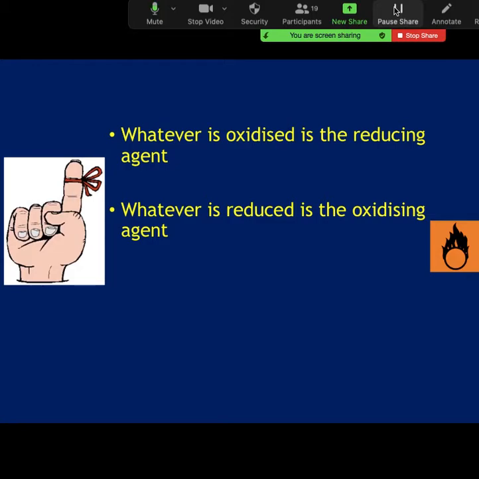Okay, so here is the other rule. Once you figure out what is oxidized, this is the reducing agent. So the thing that's oxidized is the reducing agent, and then in the flip world, whatever is reduced is your oxidizing agent. So they work opposite to each other.